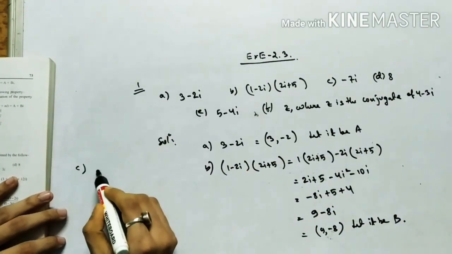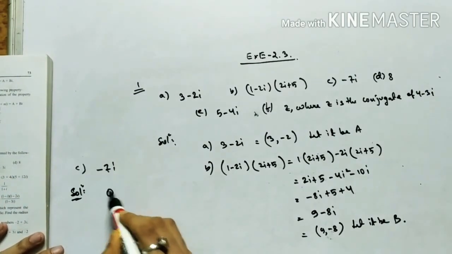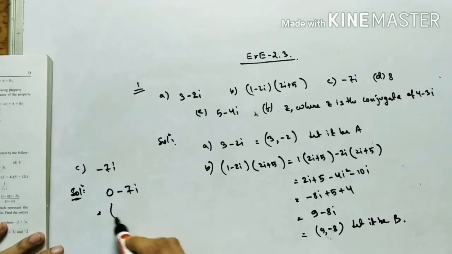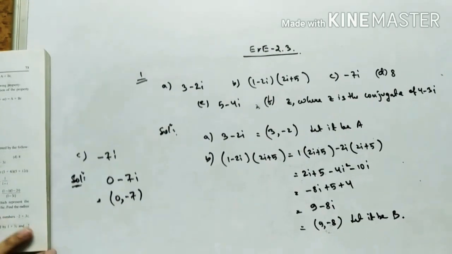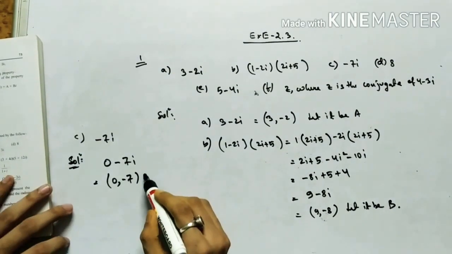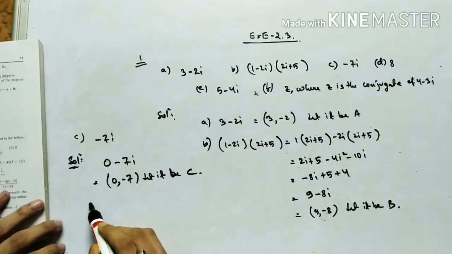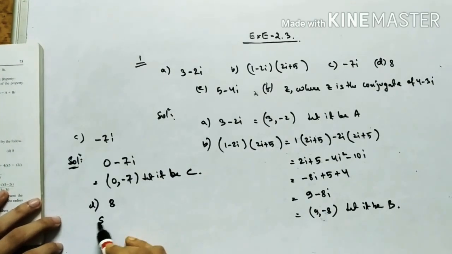Next, number C, minus 7i. I can write it as 0 minus 7i, which is equal to 0 comma minus 7. Let this point be denoted by C, and then number D is 8 there.